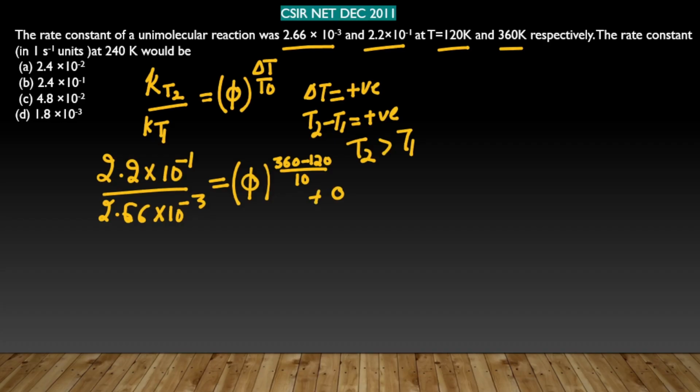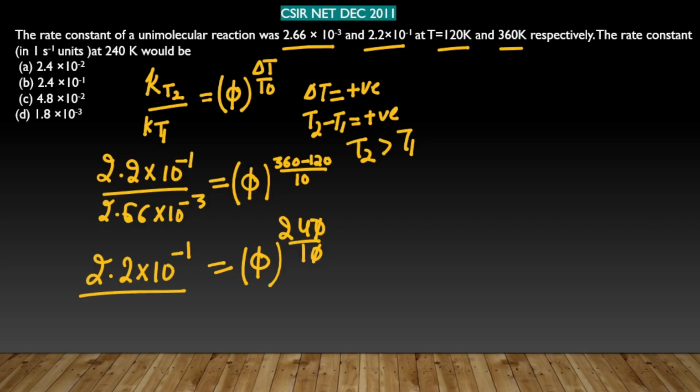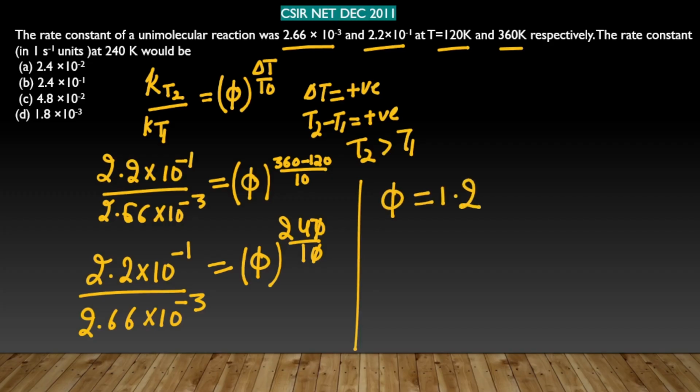This will be equal to phi raised to the power of 240 upon 10. That means phi raised to the power of 24. So 2.2 into 10 raised to the power of minus 1 upon 2.66 into 10 raised to the power of minus 3. Using this data, you can find the value of phi, which is the temperature coefficient, right? Solving this, the phi value you will get is 1.2, right?